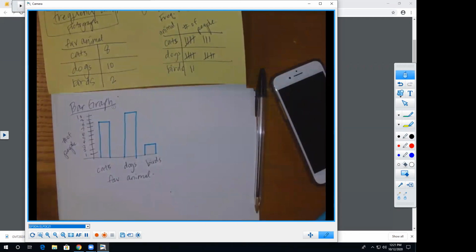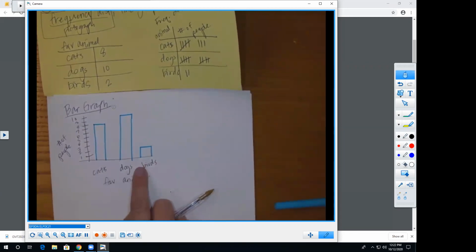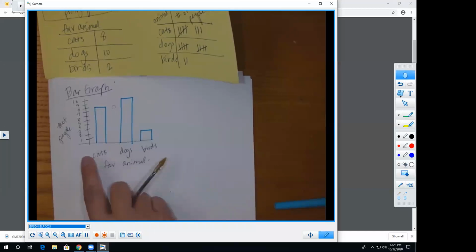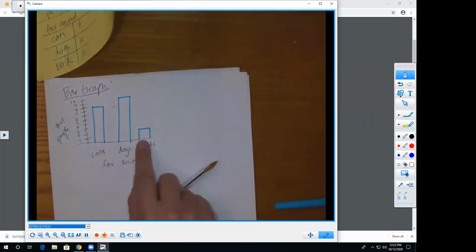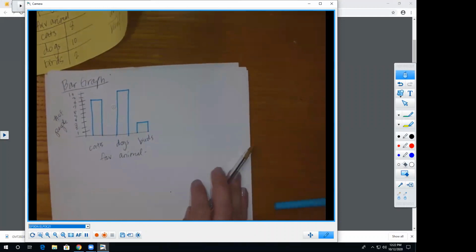A histogram is similar to a bar graph. The difference is a histogram usually has an interval of numbers on bottom. So I think the one we did in class was like salary or something. So like average salary, we had 0 to 25,000, 25 to 50, 50 to 75, something like that. So you can't really do a histogram with this one very well, because you need numbers on both parts here for a histogram. Okay.